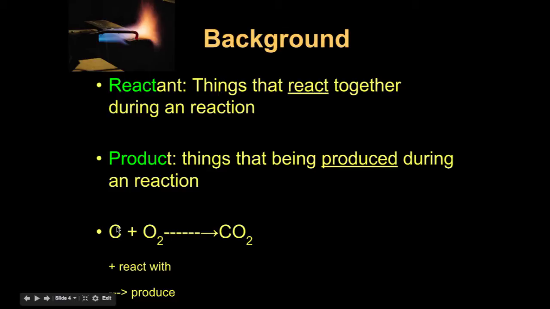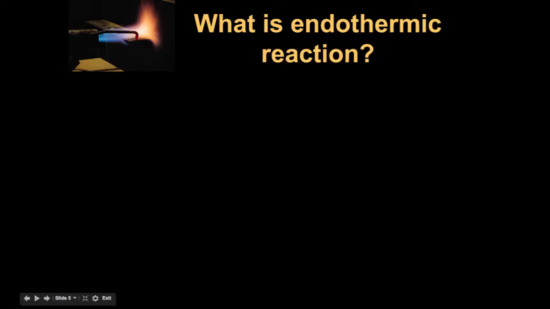So in here you have say carbon. I know it's a carbon because I look at my periodic table. And I know this is oxygen because I look at my periodic table as well. So carbon react with oxygen that produce your carbon dioxide. So let's go back to our first learning objective. We need to know what is endothermic and exothermic reaction.